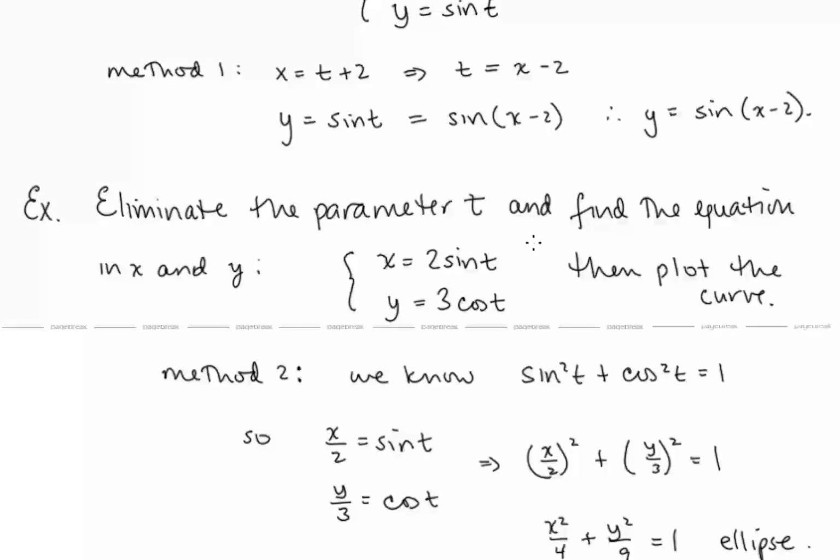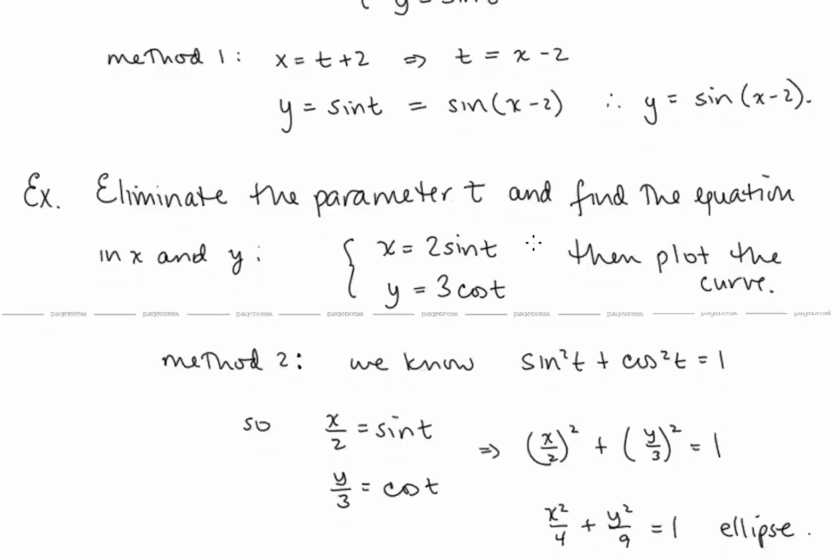Eliminate the parameter t and find the equation in x and y. We have x equals 2 sine t and y equals 3 cosine t. And then plot the curve. Well, to eliminate the parameter and find the equation in x and y, we could solve for t and then sub in, but in this case it's going to be easier to use an identity that we know.